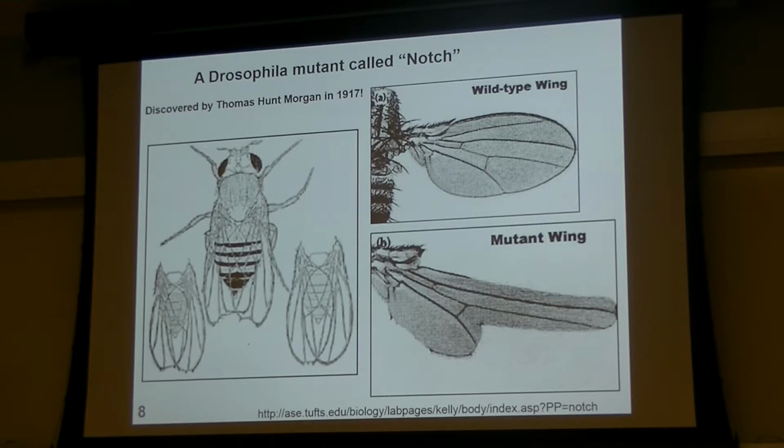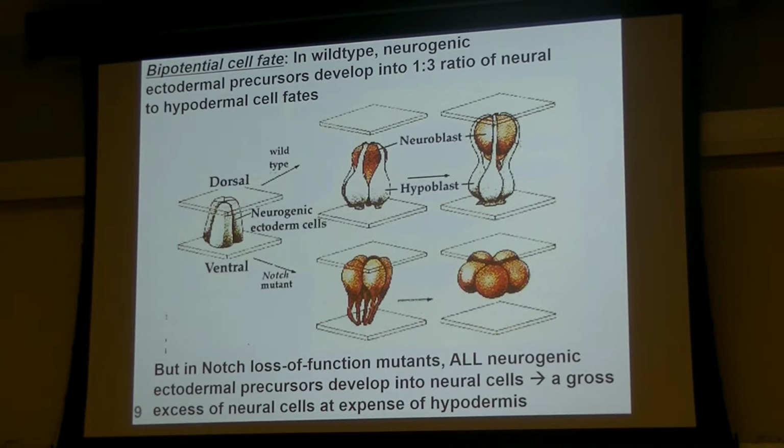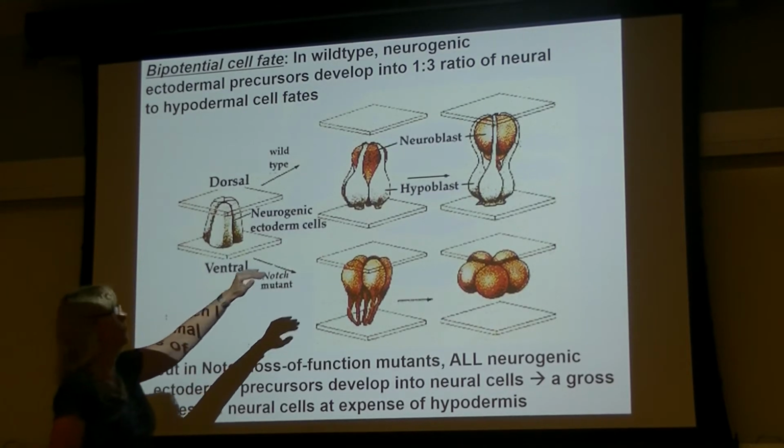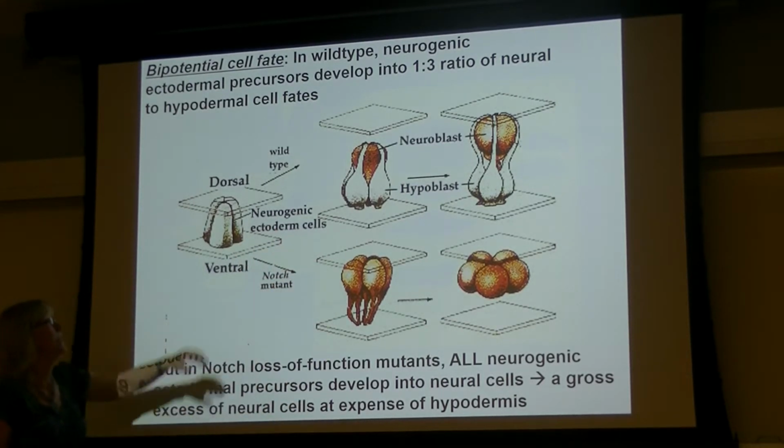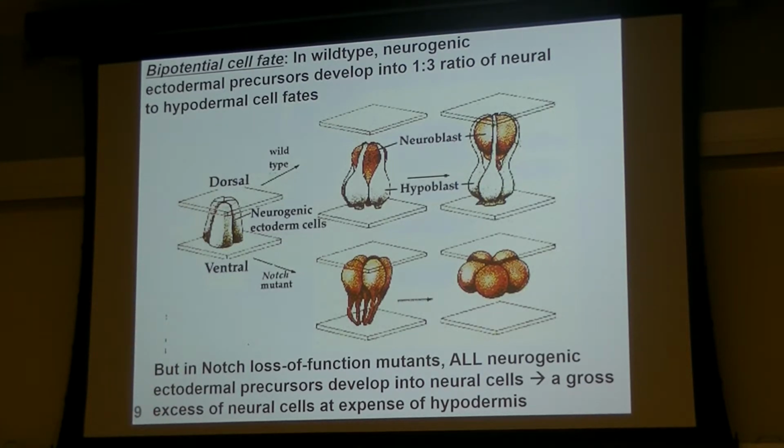So Notch would have a role to play in wing phenotype, but even looking earlier than that, in that ventral region where the neuroectoderm is for Drosophila, Notch is involved in making that decision of do we go neuron or do we go hypoblast? And it's a bipotential fate. That means two choices, one thing or the other, and you're either going to become a hypoblast cell or a neuroblast cell.